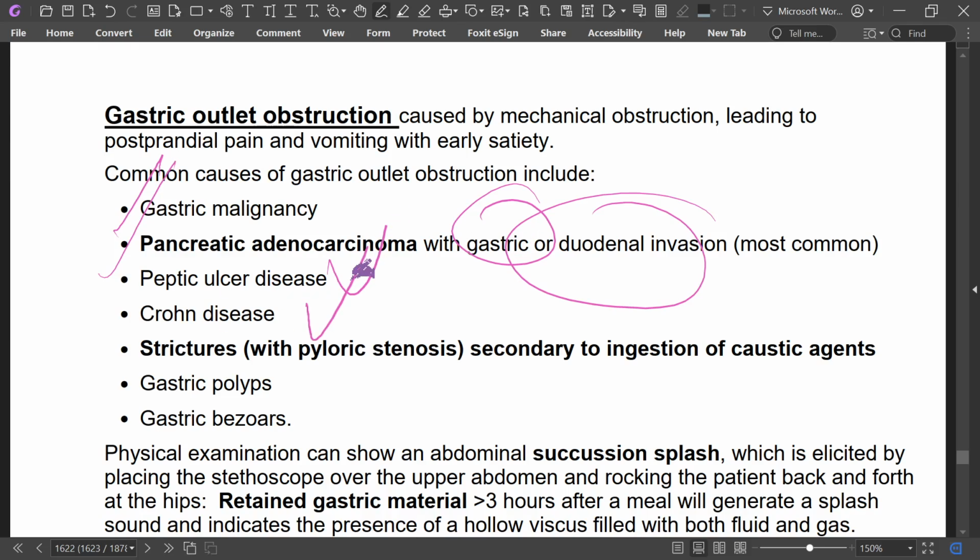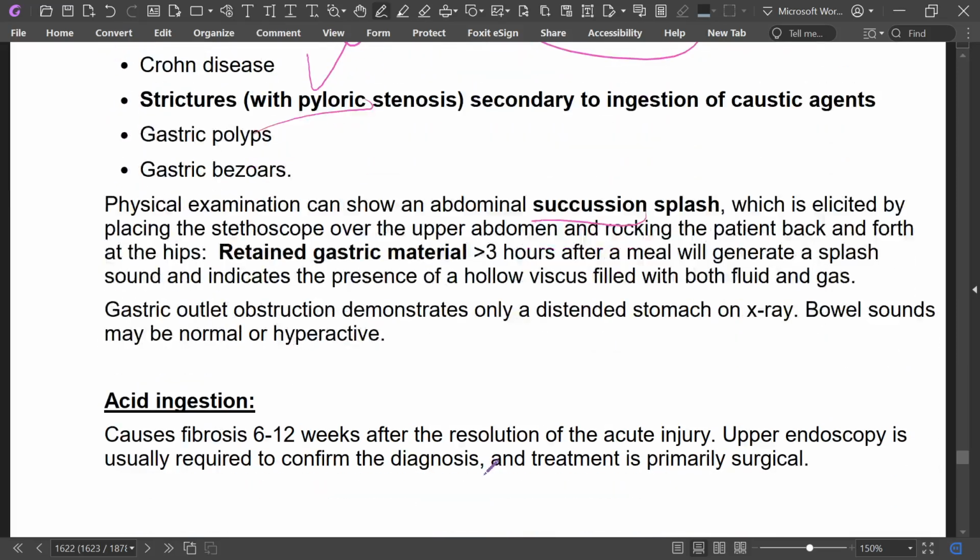Other causes are peptic ulcer disease, Crohn's disease, and stricture with pyloric stenosis, secondary to ingestion of a caustic agent. Also gastric polyps and gastric bezoars. You will get a succussion splash, which is elicited by placing a stethoscope over the upper abdomen and rocking the patient back and forth.